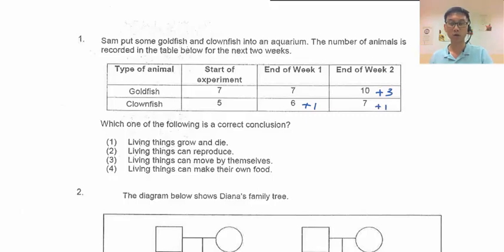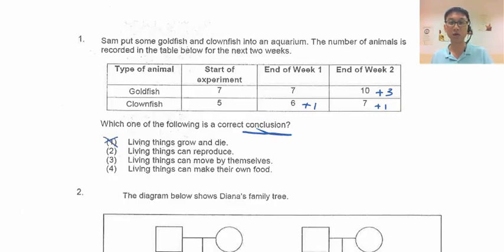So what you notice is that the number of animals are increasing. So which one of the following is a correct conclusion? So what we want, where's my pen? I want the correct conclusion. Okay. Now let's look at the options. Number 1, living things grow and die. Now based on this table, I can't really tell whether living things grow or die. So nope, this is not the correct conclusion.